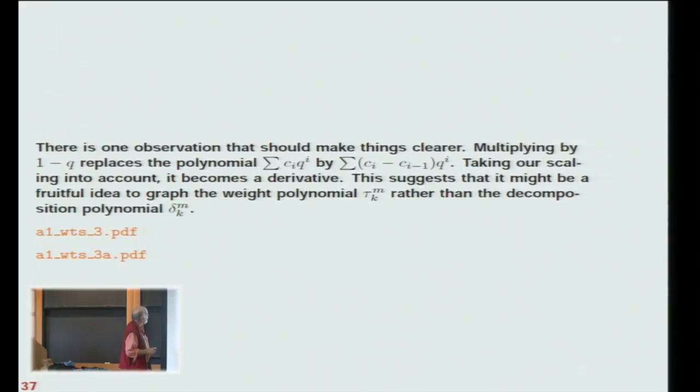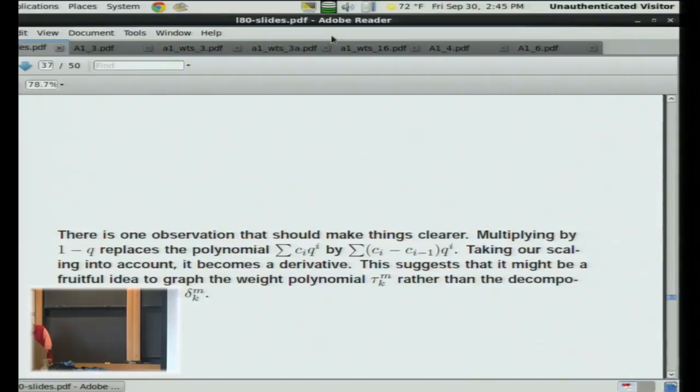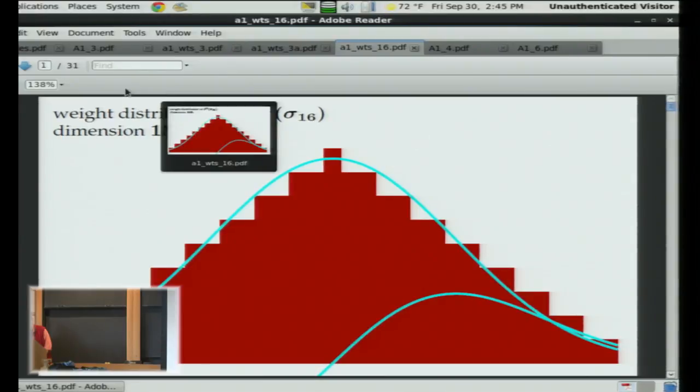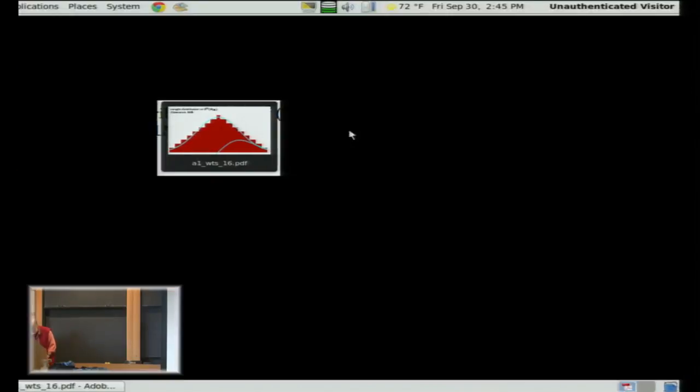So, I'm doing all right. I have 13 pages to go and a few slides. As I say, multiplying by 1 minus q just does this. So basically, if we scale things all correctly, it just becomes the derivative. And this suggests that, instead of looking at the decomposition polynomial, I should go back to the trace polynomial. I won't show you quite as many examples, but I'll look at the final version. And then Control L. Yep, I gotcha. There we go.